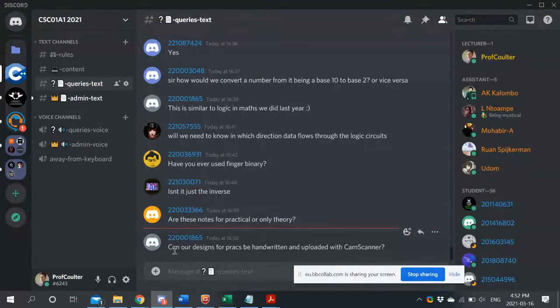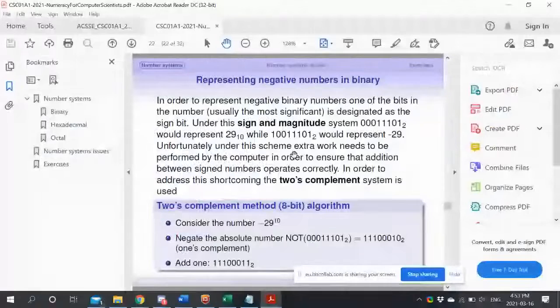A question for the designs for practicals: they can absolutely be handwritten and uploaded with CamScanner, no problem whatsoever. We'll go through the designs during the tutorial today as well. All right, so let's continue.